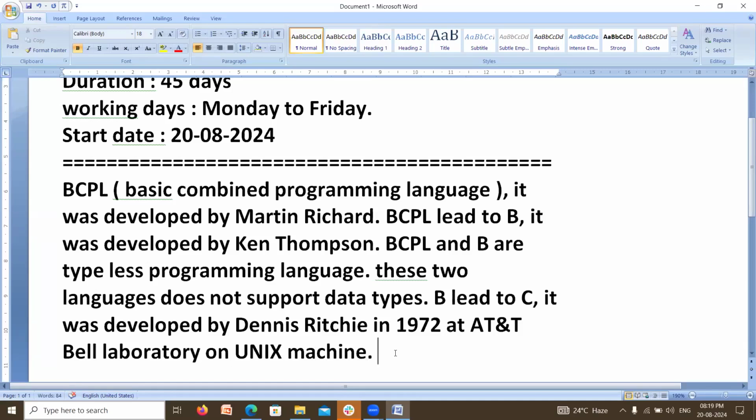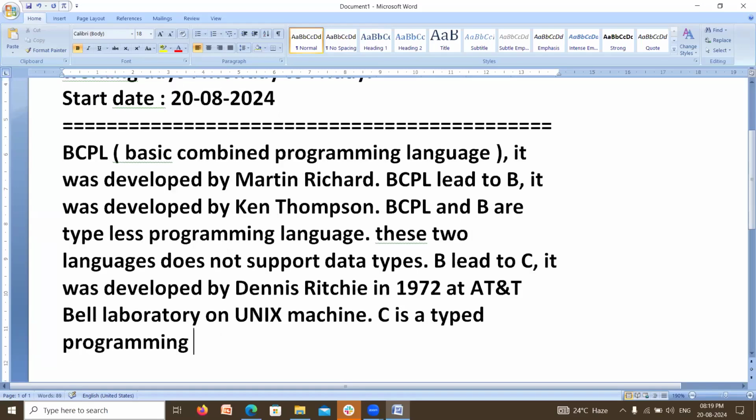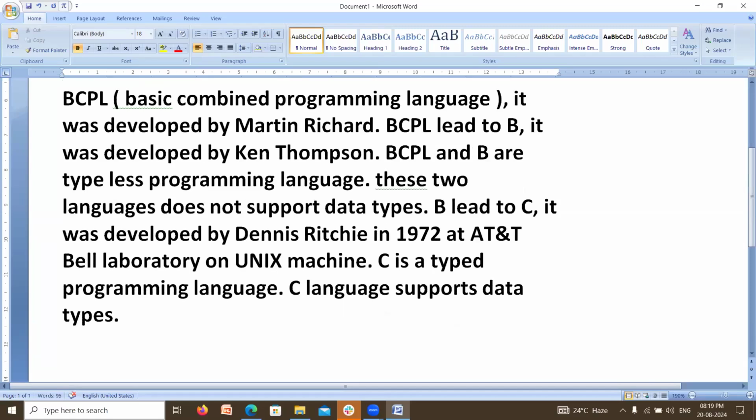Basically, C is a typed programming language. So, what is the meaning of typed? It supports data types. The C language supports data types. So, it is about the history of the C programming language.